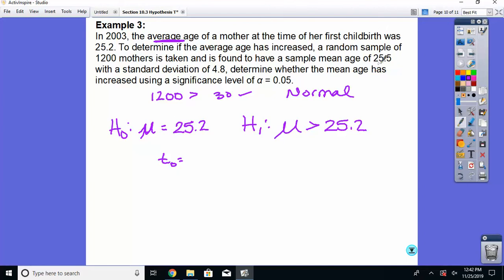You have to do your observed mean, so your 25.5 minus the mean we're testing, 25.2, over our standard deviation, which remember to find standard deviation for these, you have to do the standard deviation given over the square root of n. And I'm having you test this just so on your homework, when it asks you to calculate your t, you know how.